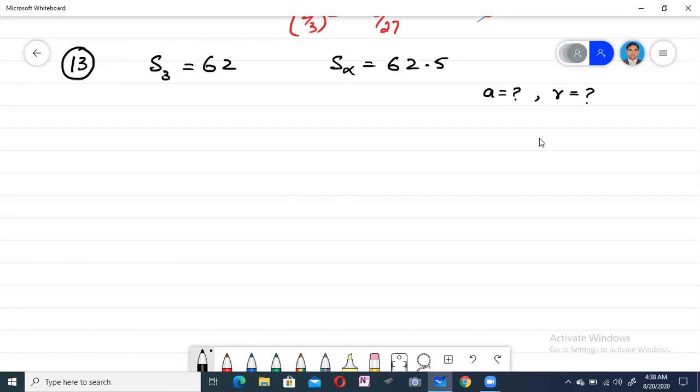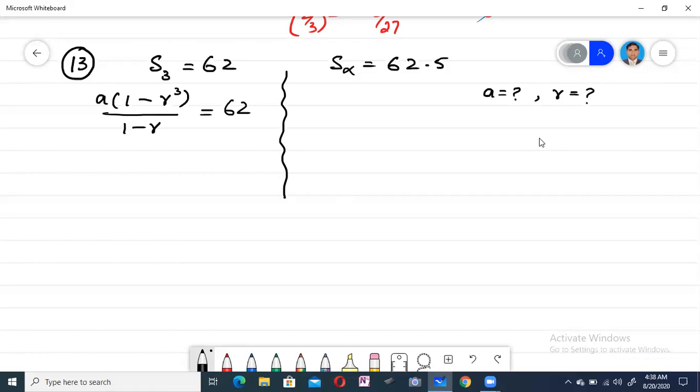S3 we can write like this: A into 1 minus R raised to the power n, divided by 1 minus R. Sn is A into 1 minus R raised to the power n divided by 1 minus R. Then n is 3 here for S3. Then here, in the place of n, we are substituting 3. S3 is equal to 62 as it is.